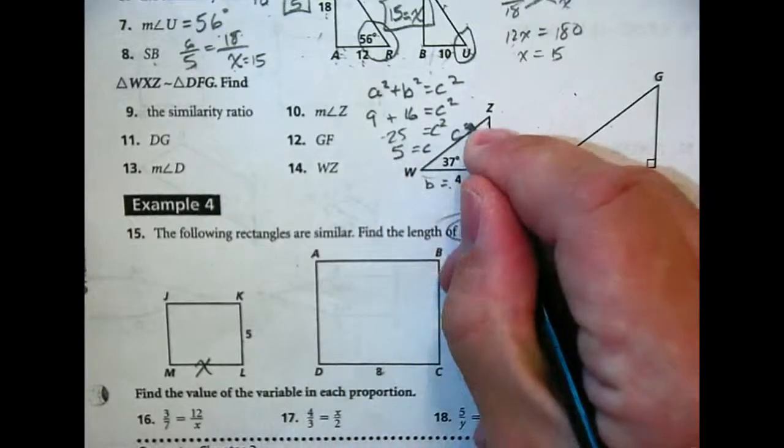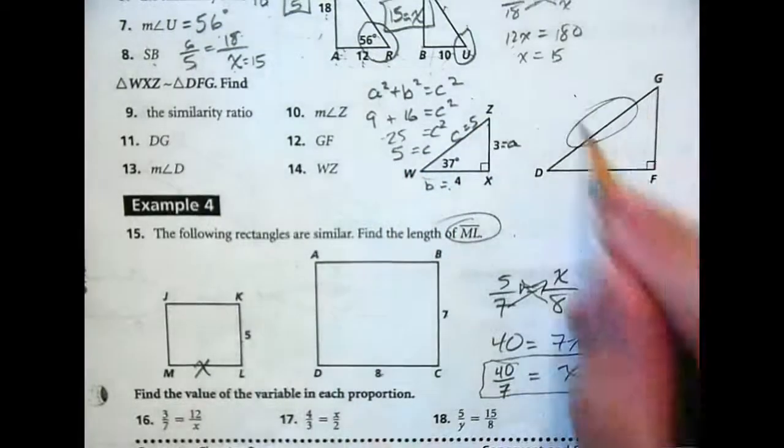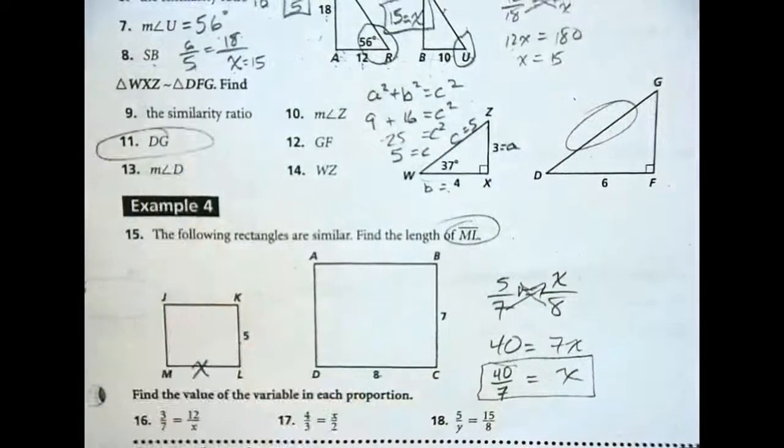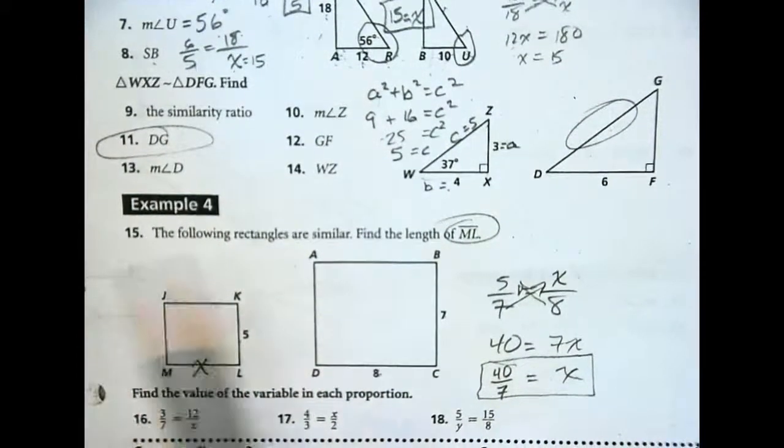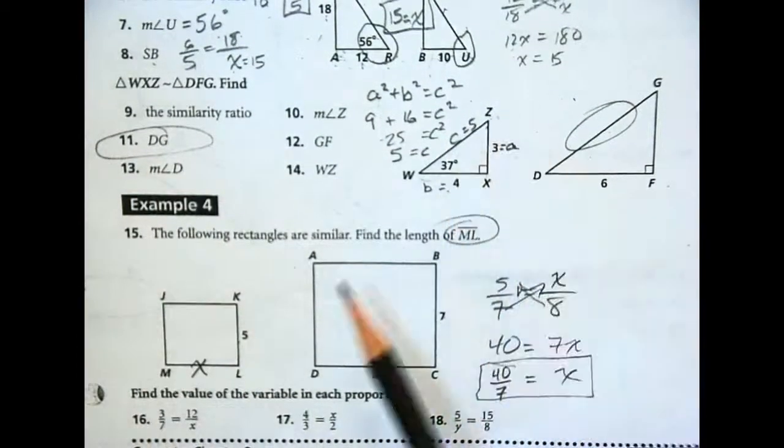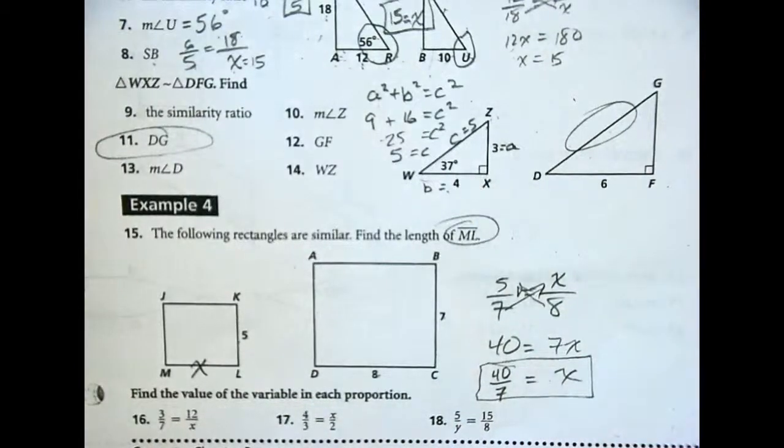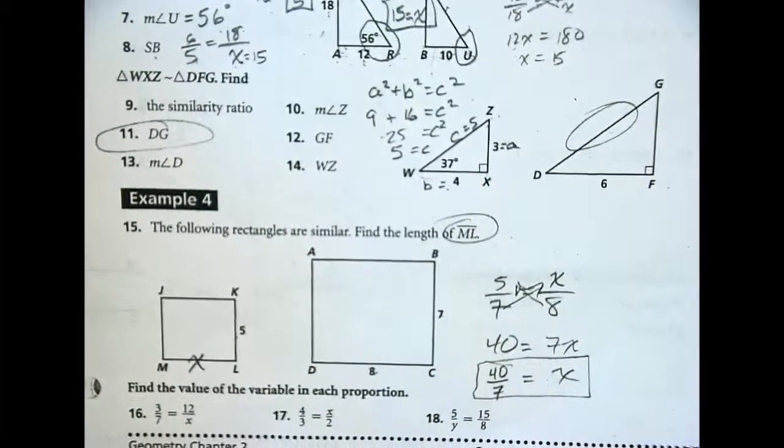That means this length is 5, and that's important because they ask you for this length right here. And you don't have a ratio. You don't have any way of knowing until you find that side. Unless you somehow know trig already, which would be nice.